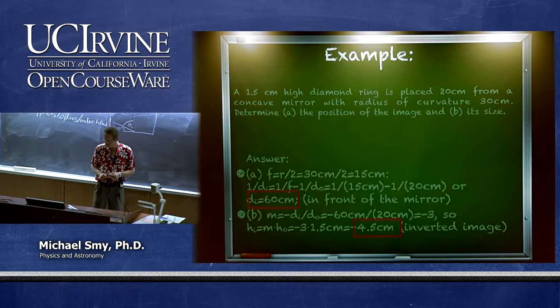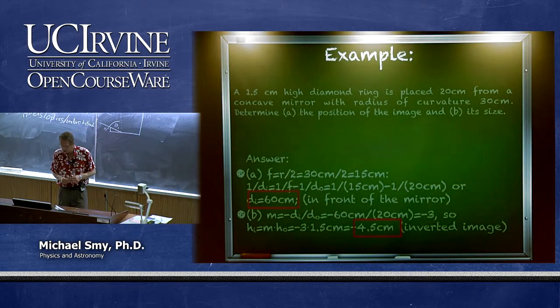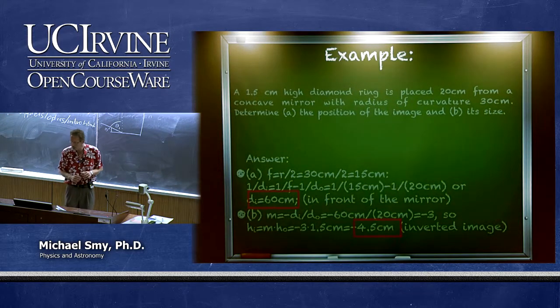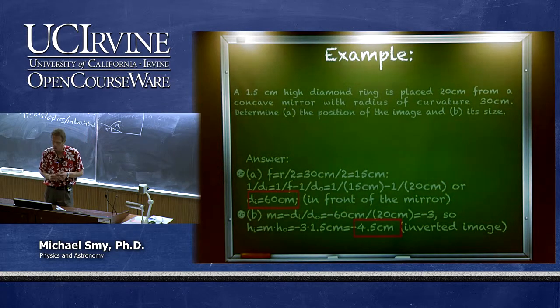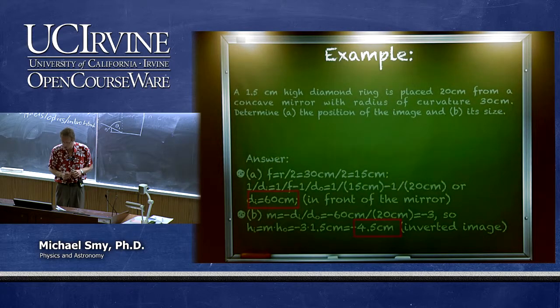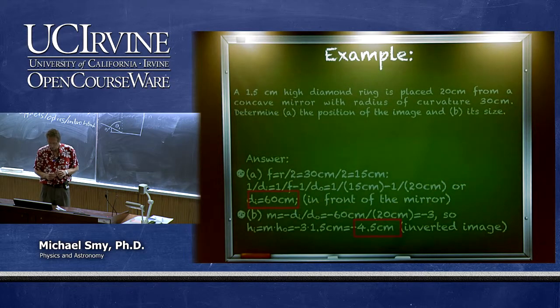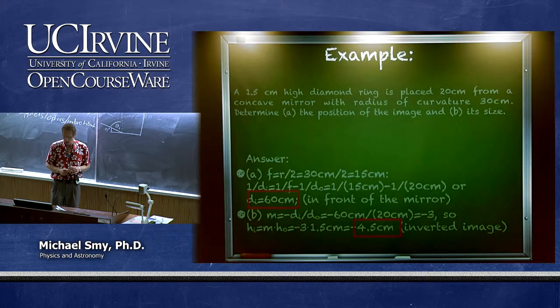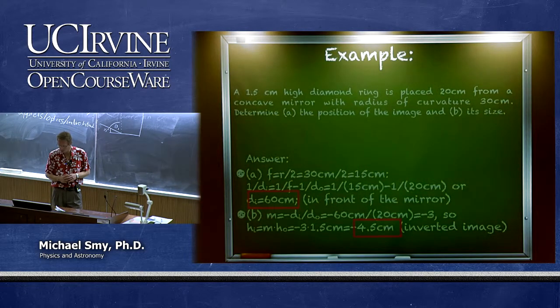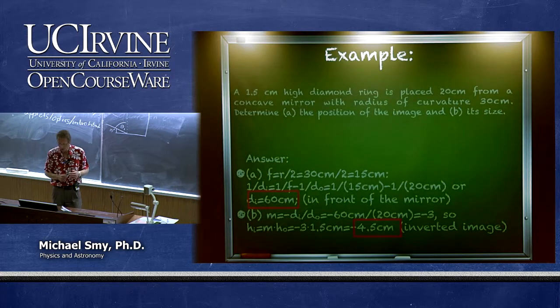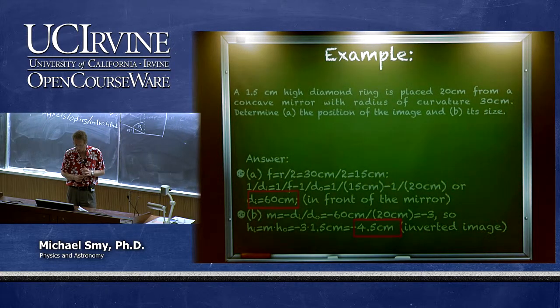So let's just consider one example here. Let's assume we have a 1.5 centimeter high diamond ring that is placed 20 centimeters from a concave mirror with radius of curvature of 30 centimeters. And the problem is to determine A, the position of the image, and B, its size. So for part A, we first calculate the focal length. That's half of the radius. So the radius of curvature is 30 centimeters, divided by 2 gives us 15 centimeters for the focal length.